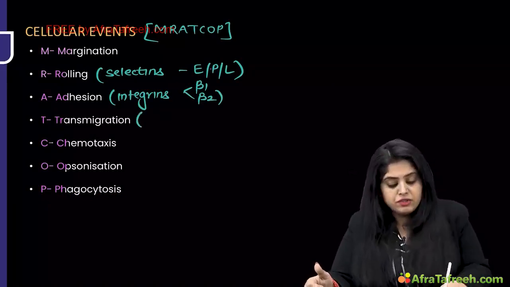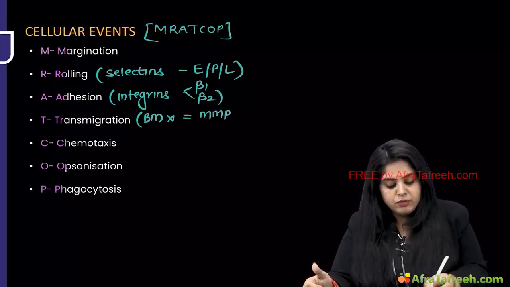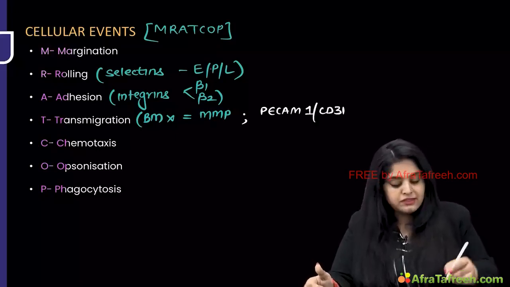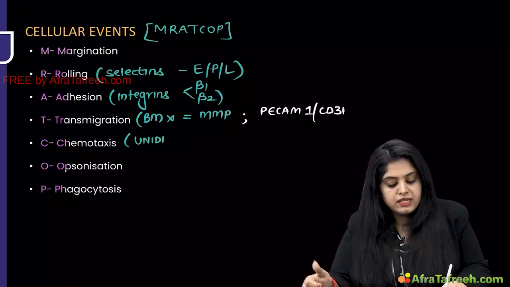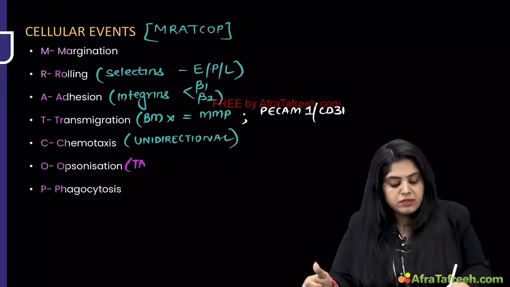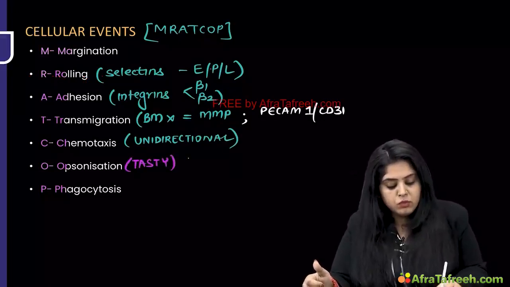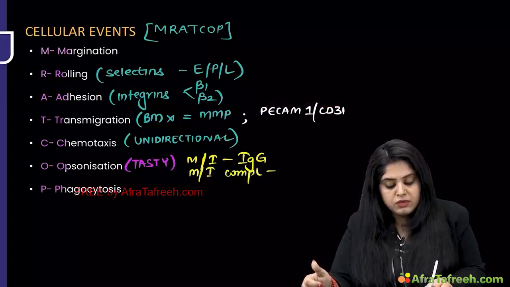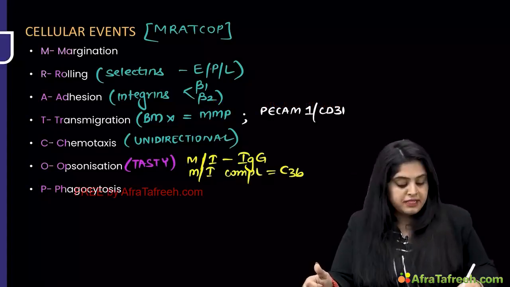T is for transmigration. If you had to break the basement membrane, which enzyme were you using? Matrix metalloproteinase. And which is the molecule that you were using for transmigration? PECAM-1 or CD31. Simple, right? Chemotaxis. Chemotaxis is what movement? Unidirectional or bidirectional? It is unidirectional movement. Very, very good. Next is opsonization, which is done to make your bacteria very, very tasty. Which is the most important opsonin overall? It is IgG, but the most important complement opsonin that I was talking about is C3b.